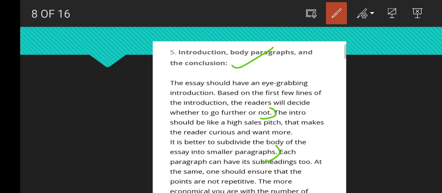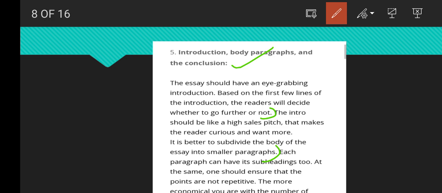Next, each paragraph can have its subheading too. Well, it is not important in ICSE. If you want you can write it, but it is not really important in ICSE. I am talking according to ISC and ICSE, so it does not matter a lot. If you do not write titles in the subpoints, don't worry, your marks will be safe.